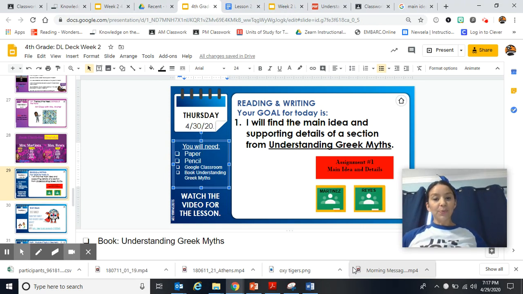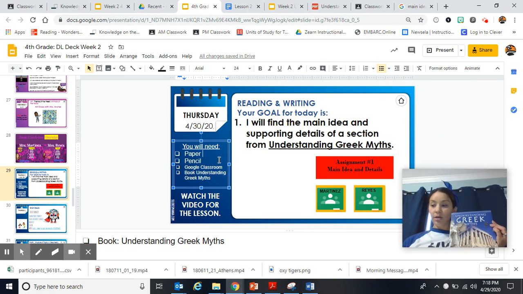So, today for our reading lesson, this is your goal. I will find the main idea and the supporting details of a section from Understanding Greek Myths. So, that is this book right here. As you can see on the left side, you will need paper, any sheet of paper, or if you have a notebook, pencil. You are going to be logging into Google Classroom, and then you're going to use this book, which I will show you how to get a copy of.